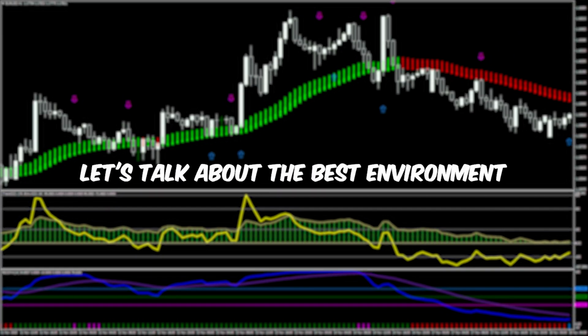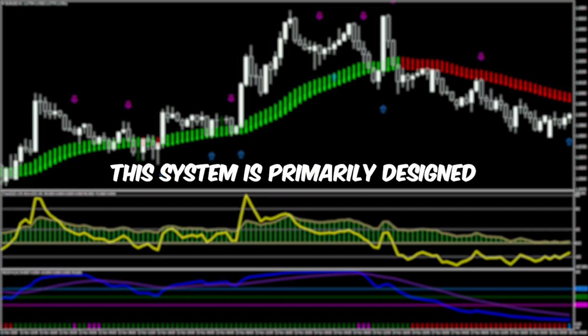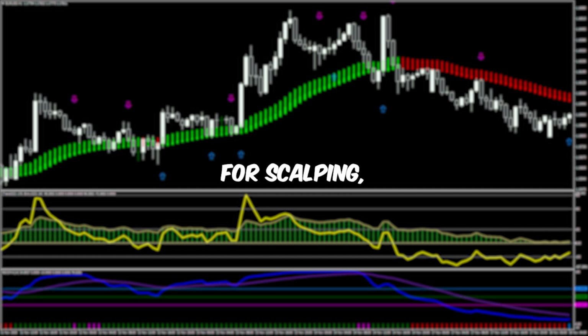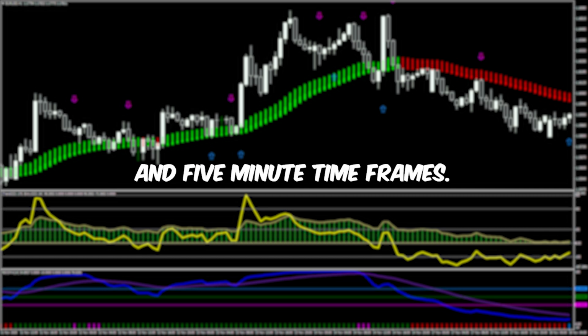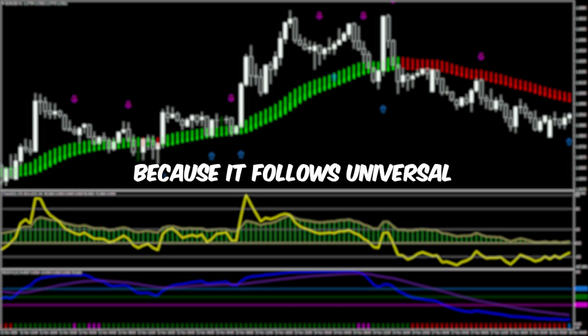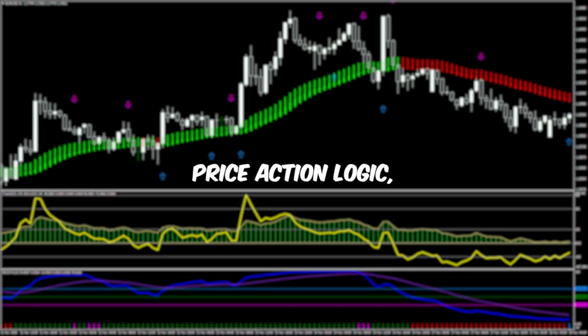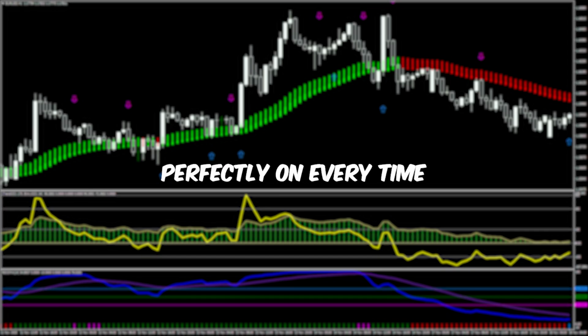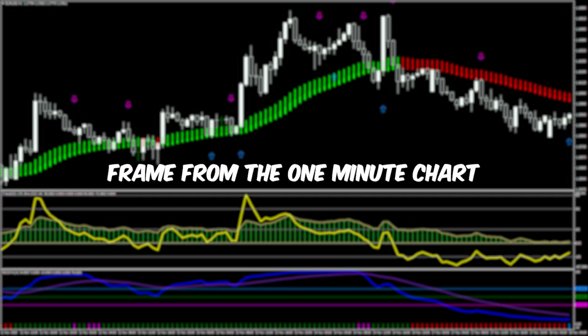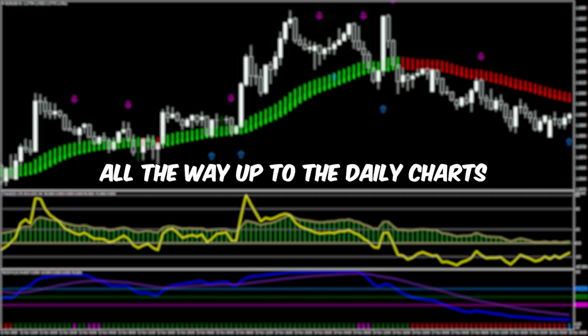Let's talk about the best environment for this strategy. This system is primarily designed for scalping, so it is highly effective on the 1-minute and 5-minute time frames. However, because it follows universal price action logic, it works perfectly on every time frame, from the 1-minute chart all the way up to the daily charts.